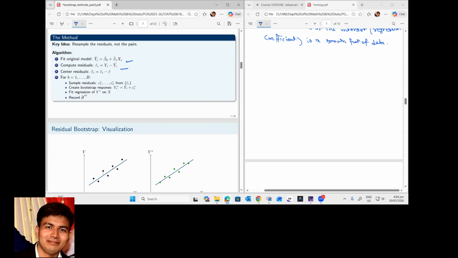In the second stage, the residuals are observed. They are the counterpart of the true errors, so they contain the information about the error distribution. After that, in the third step, we are going to center the residuals. This is the important part.